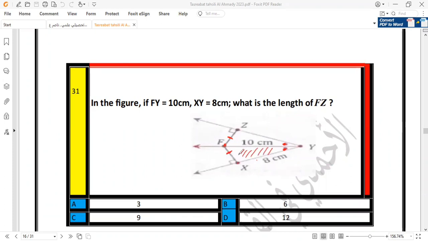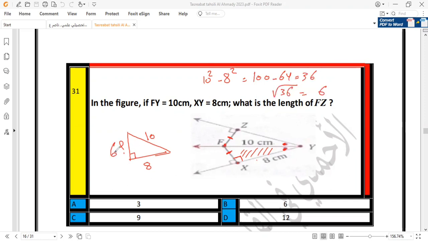Here this triangle is a right triangle, the hypotenuse is 10, and this leg is 8. How to find the other leg? You can use the Pythagorean theorem. 10 squared minus 8 squared equals 100 minus 64 equals 36. Then find the square root of 36, which equals 6. Okay, 6 centimeters. So FZ is congruent to FX, so it's going to be 6 also. This ray must bisect this angle.